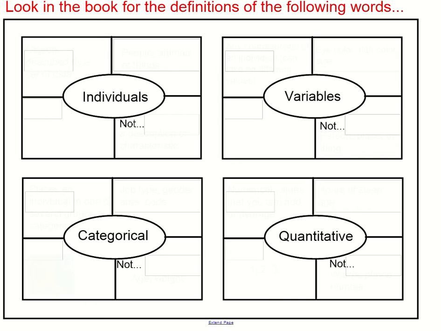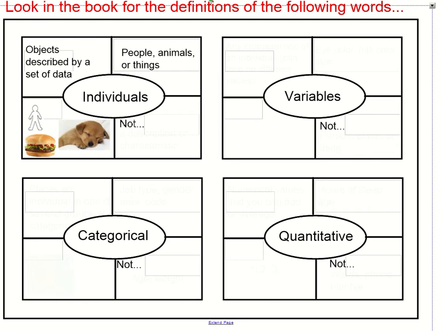Now that you've done that, check with what I have here. Individuals are objects described by a set of data. Individuals are people, animals, or things. It's who the data is about. For a picture of that, we've got a person, a hamburger, and a puppy. What it's not is a description or a characteristic. It is the thing itself.